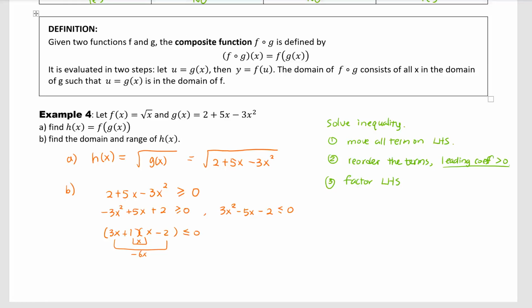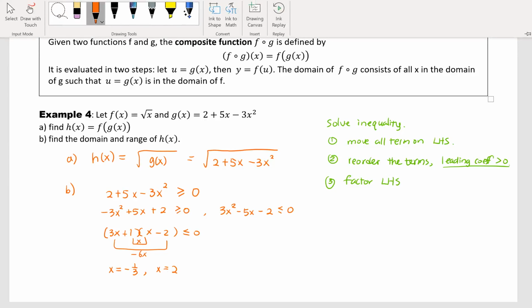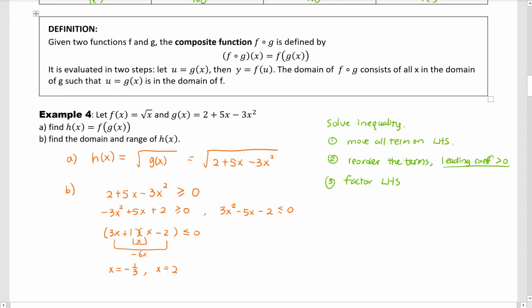Okay? The next step after you factor it, we want to find the critical numbers. What is the critical number? The critical numbers are the numbers that make each of your factors 0. So look at the first factor. When you set it equal to 0 and solve for x, what do you get? You get x equals -1/3, right? Second factor, when you set it equal to 0 and solve for x, you get x equals 2. Okay, so these are the critical numbers. So we find the critical numbers.